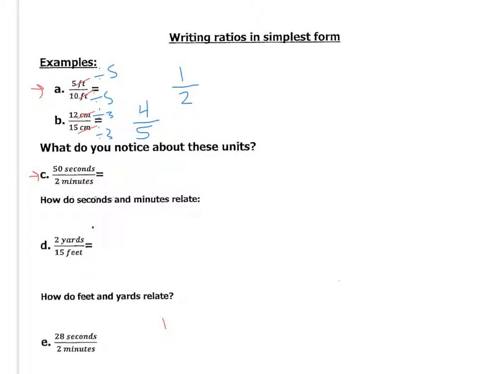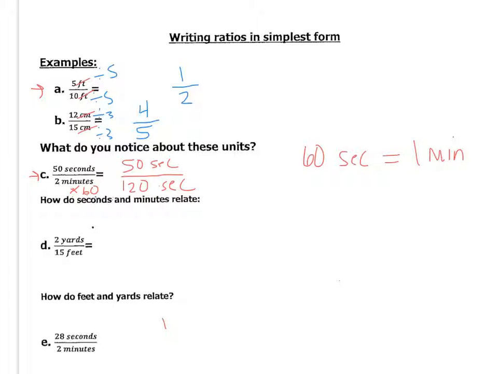So if we look at the top first, there are 60 seconds that equals 1 minute. So on the top we have 50 seconds, and 50 seconds is not enough to make even 1 minute. So 50 seconds is not going to convert nicely to minutes. So I'm not going to do that. I'm going to leave the top 50 seconds. But on the bottom then, 2 minutes, if we have 60 seconds in 1 minute, then we would do 2 times 60 to get 2 minutes, which gives us 120 seconds. So I converted the bottom to seconds by multiplying by 60.